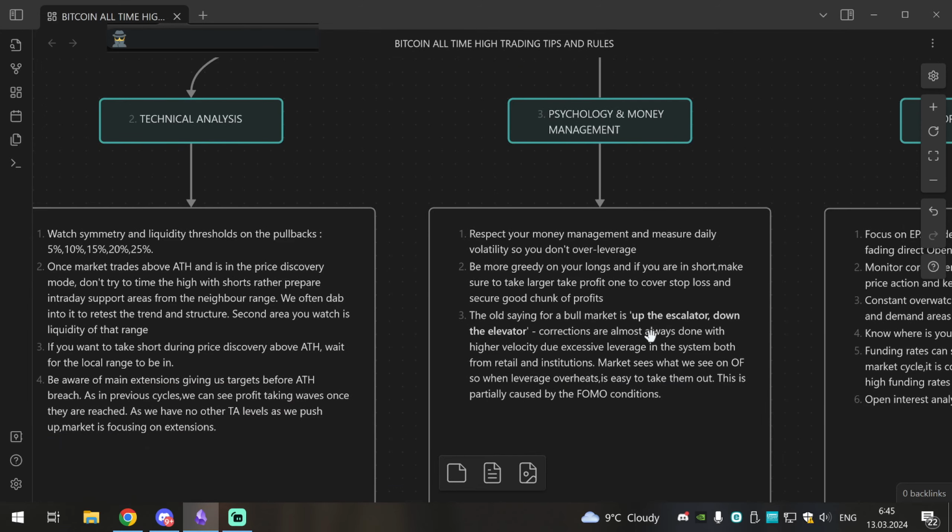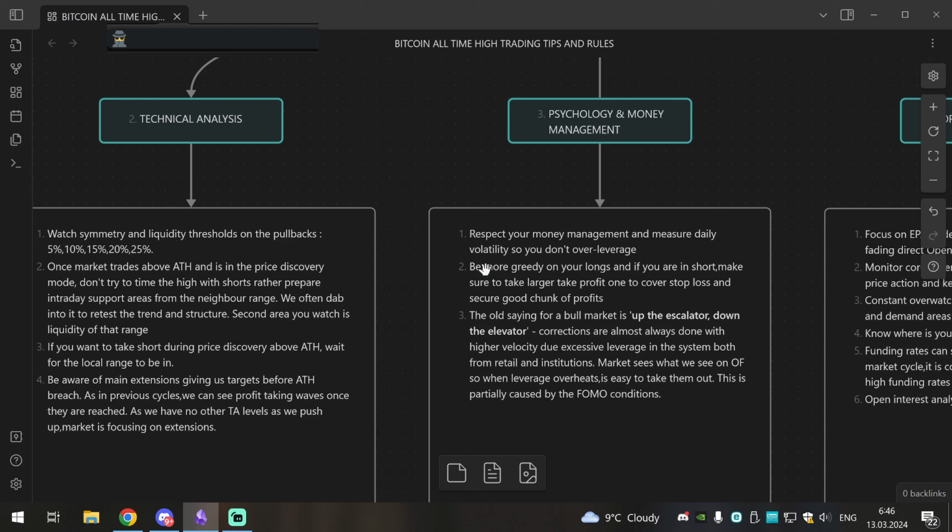In all-time high trading, you really need to respect your money management and measure daily volatility so you don't over leverage. This is a simple rule, because sometimes candles on the 1 minute time frame, on small time frames, can look pretty small, but you have a 2-3% move. So please respect your money management. This is not just for all-time high trading, but in general. I already did a massive video on money management and psychology, but it's even more important during all-time highs so you don't destroy your account.